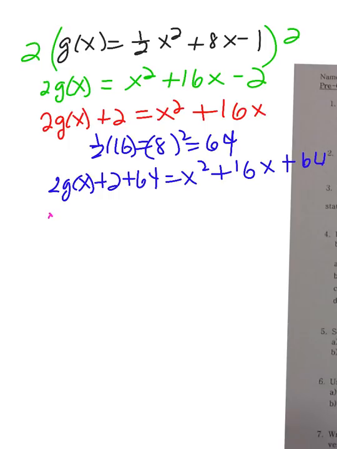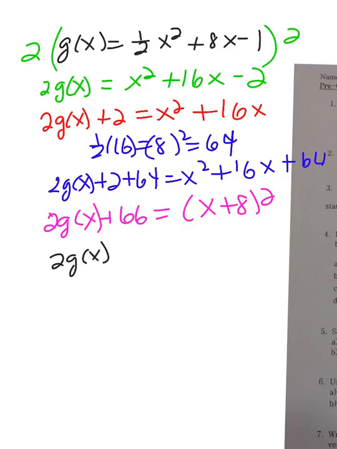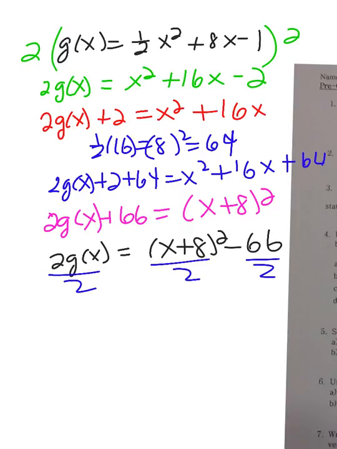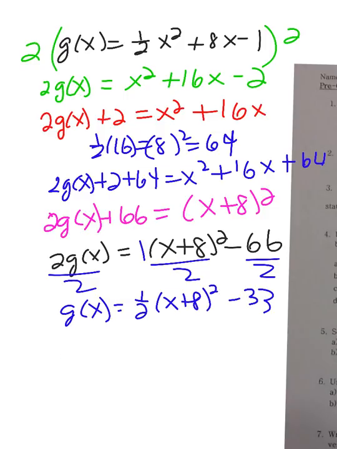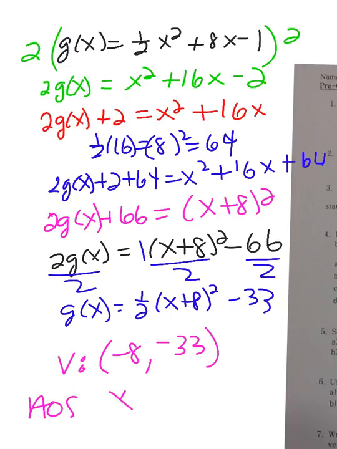All right, so on the left side, I get 2g of x plus 66 equals x plus 8 squared. Minus the 66 over, so it's 2g of x equals x plus 8 squared minus 66. Now you have to get rid of the 2 here, so divide everything by 2. So I get g of x equals, remember there's really a 1 here, so it's 1/2 times x plus 8 squared minus 33. Vertex, negative 8, negative 33. Remember, it's only the h that changes sign. And my axis of symmetry is x is equal to negative 8.